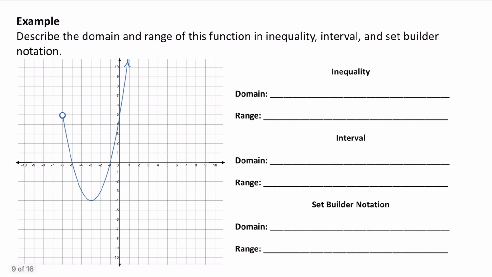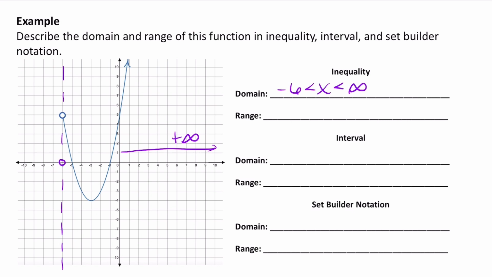So now let's try this example. So I'm going to start off with a domain. So notice that this starts off here at negative 6, and I have an open circle at negative 6, so that's not going to be included. Then this function is going to keep going to the right, so the domain values are going to head to positive infinity. So I would write this as negative 6 less than x less than positive infinity.